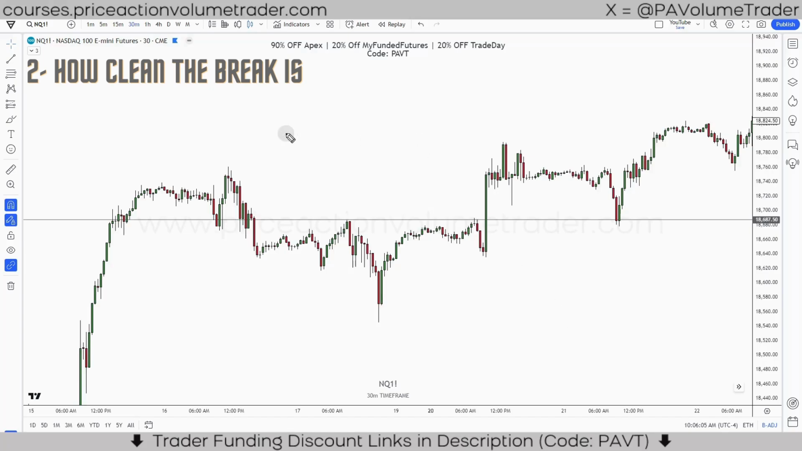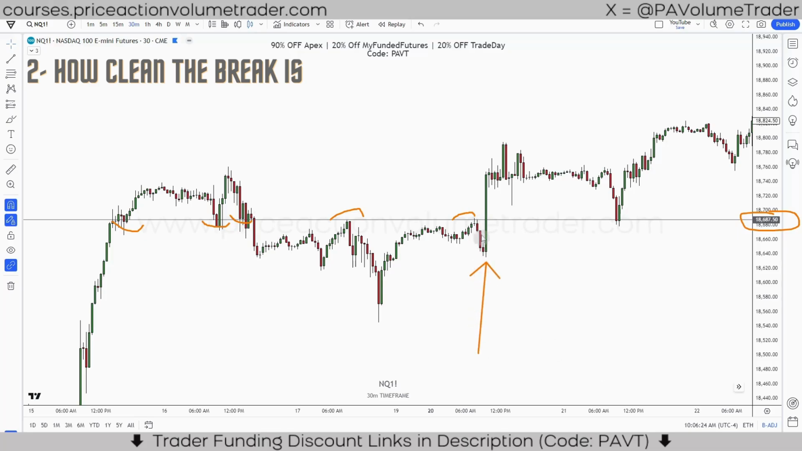Okay, and here, this is the NASDAQ, a 30-minute chart. And we can see we have this level, 18,687. We've had some good support here. Then we broke. We've had resistance. And then we're going to pay attention to this candlestick here.